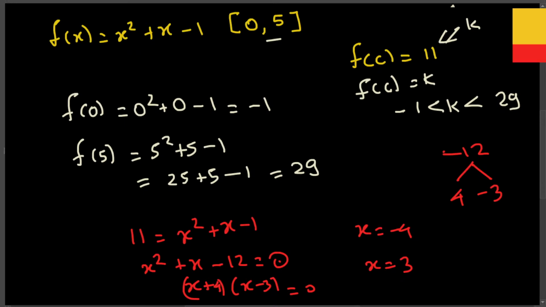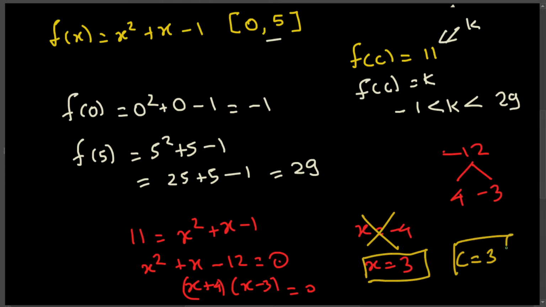Now which one is true, or are both of them true? Can we have both of them, or is there only one value possible? You have to look at this range, negative 1 to 29. Negative 4 is not included, so we cannot have this one. So this is our answer, this is our c. c is equal to 3. Right, that's how we can find the c value.